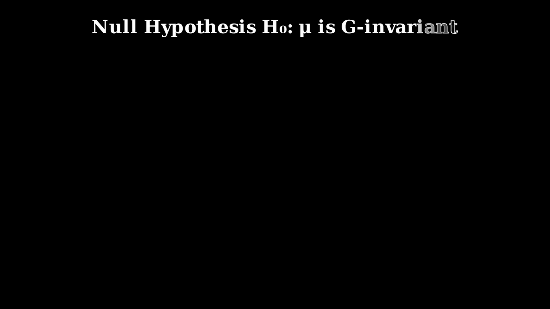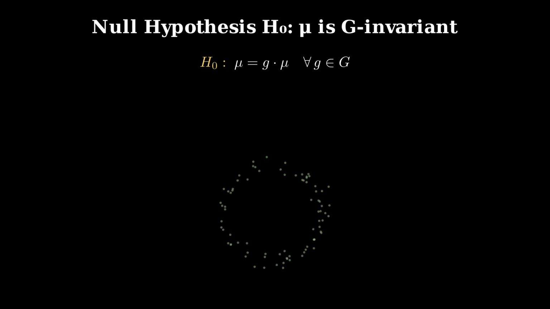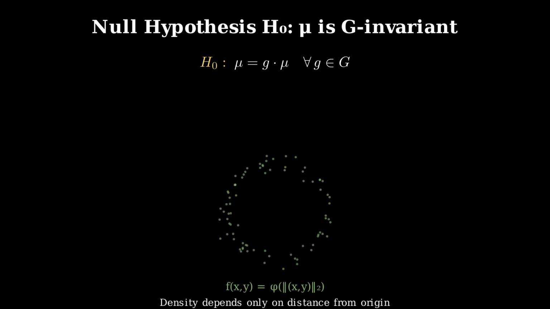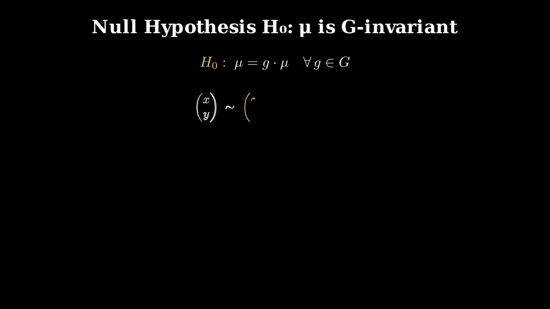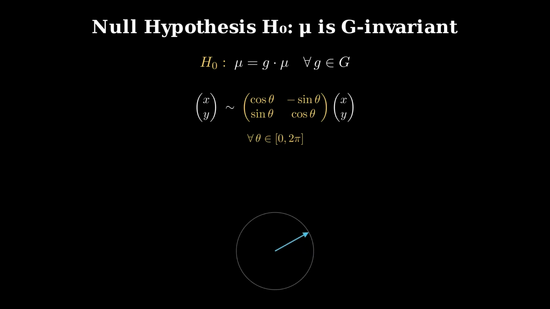Under the null hypothesis H0, the distribution mu is invariant, mu equals g.mu for all g in G. For example, if G is the group of 2D rotations, invariance of the density F means F depends only on the norm of x. Specifically, the vector (x, y) has the exact same distribution when multiplied by the 2D rotation matrix, consisting of cosine theta and negative sine theta in the first row, and sine theta and cosine theta in the second row, for any angle theta from 0 to 2 pi.